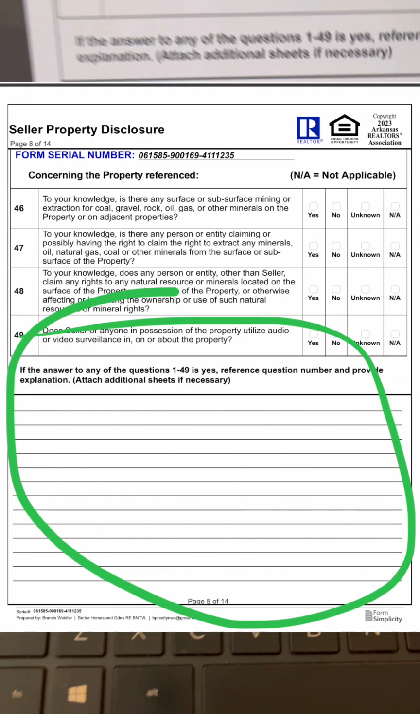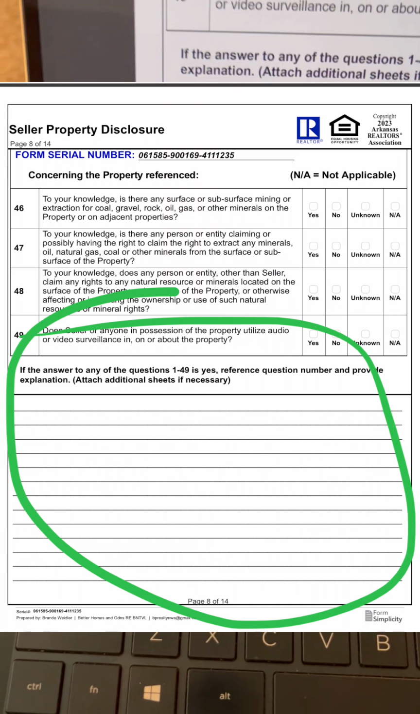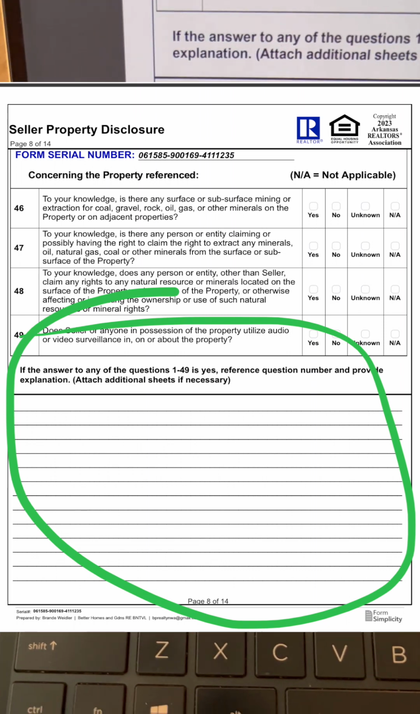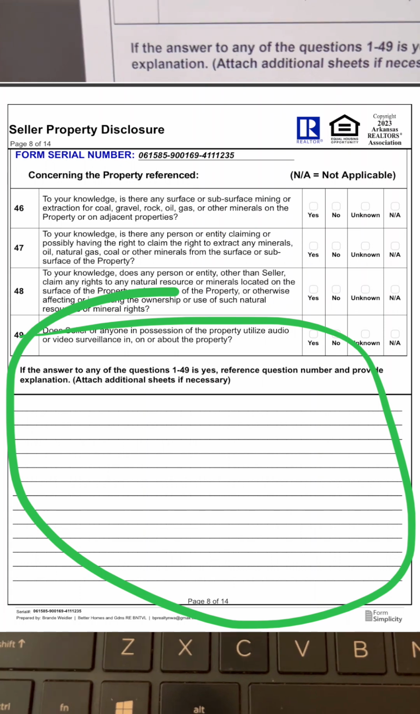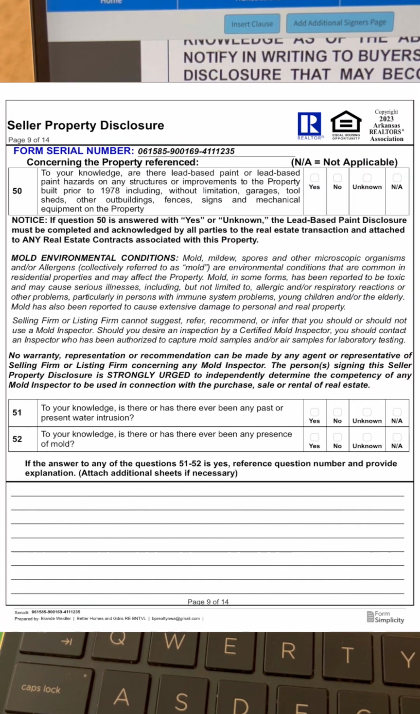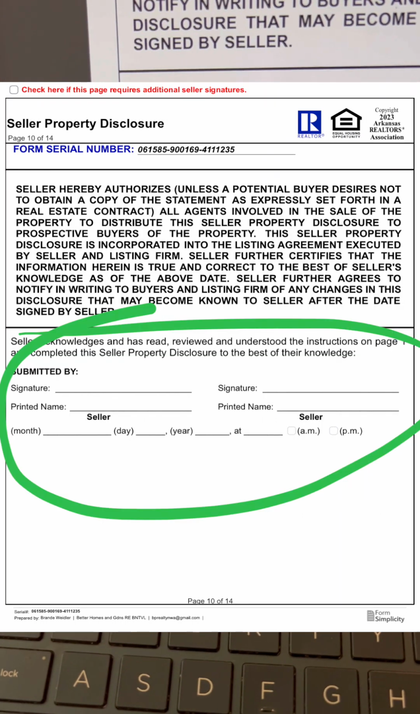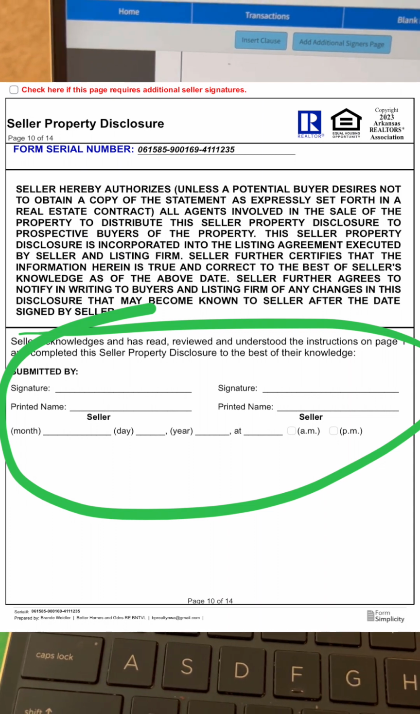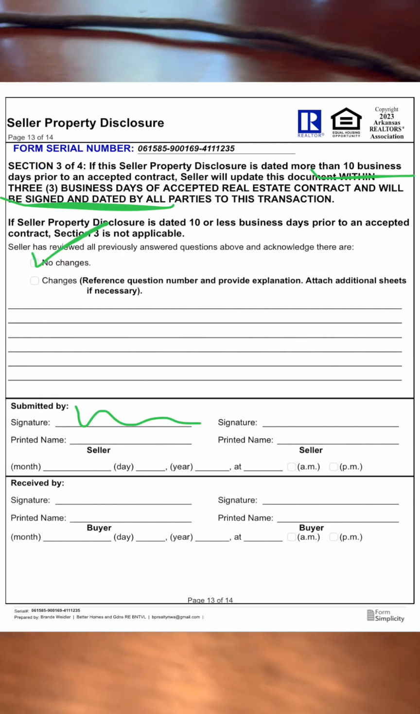Now, there are 49 questions for you as the seller to answer about your property, and when you get to the bottom of them, if you've answered yes to any of those questions, this section gives you a space where you can provide more details about why you answered yes to that question. And once you've gone through all of the questions and you've provided any further details, if you answered yes, at the very bottom of page 10, you will sign and date the seller's property disclosure.